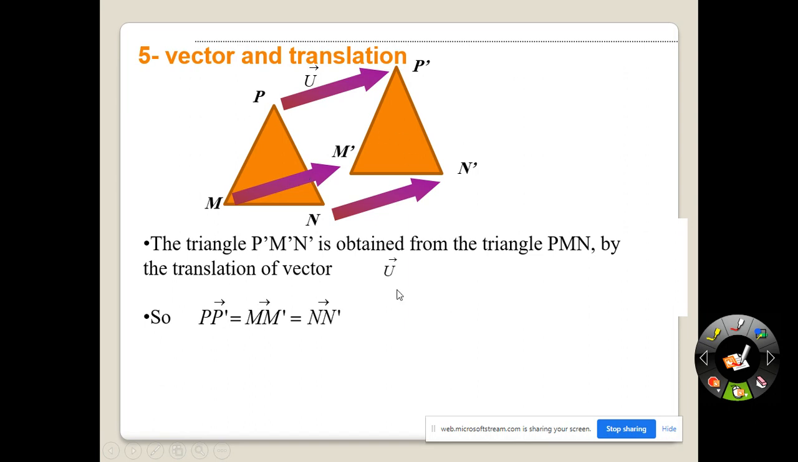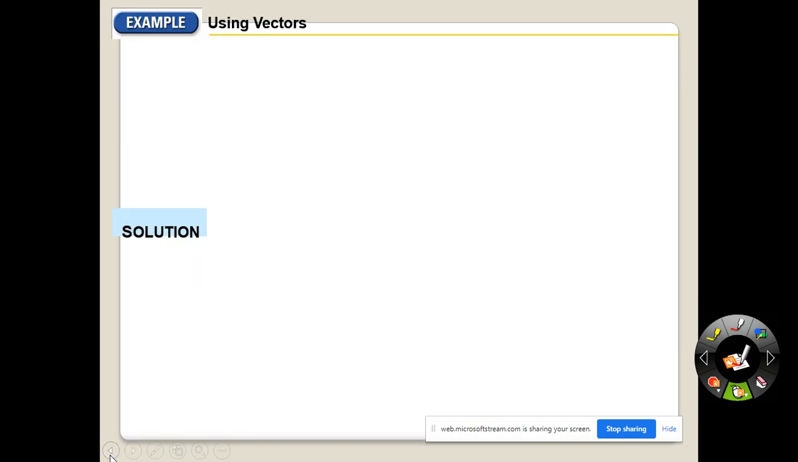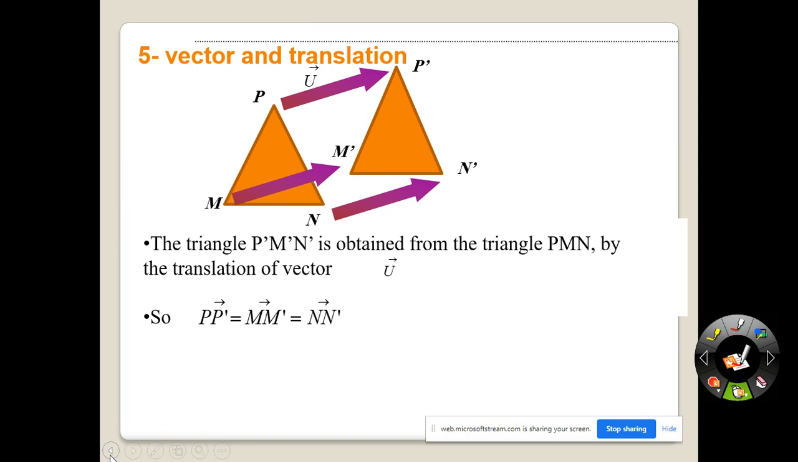We will also see this with the exercises. That's it. This is what you have to know in this lesson. It's very easy.